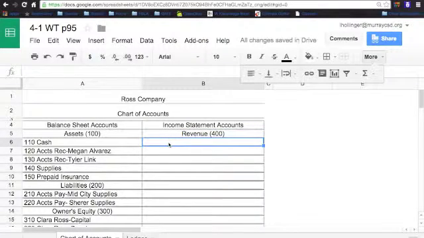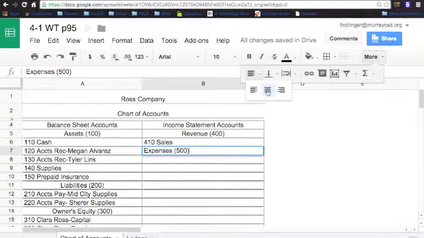If we look back through our list, there is only a sales account. So I'm going to give that a 410 number and say this is sales. It's the only revenue we have, so we'll go ahead and go on to the expenses, which are our 500 numbers. Center that.